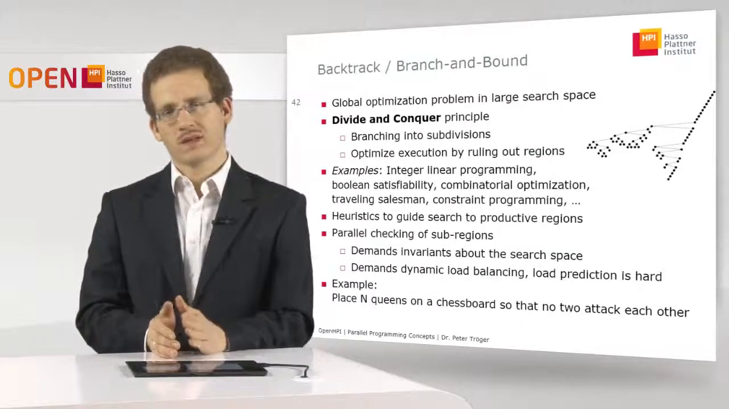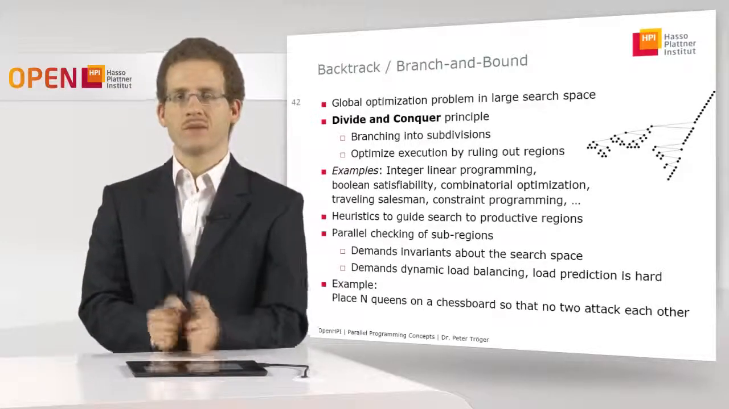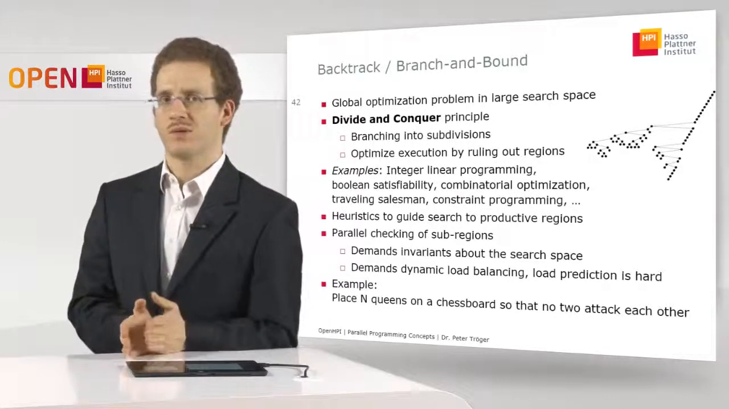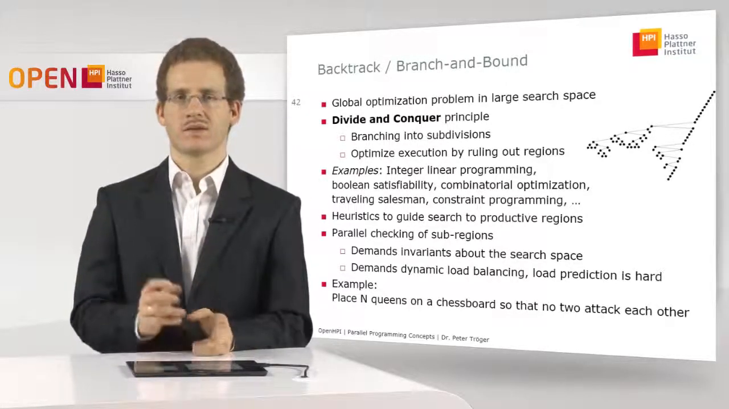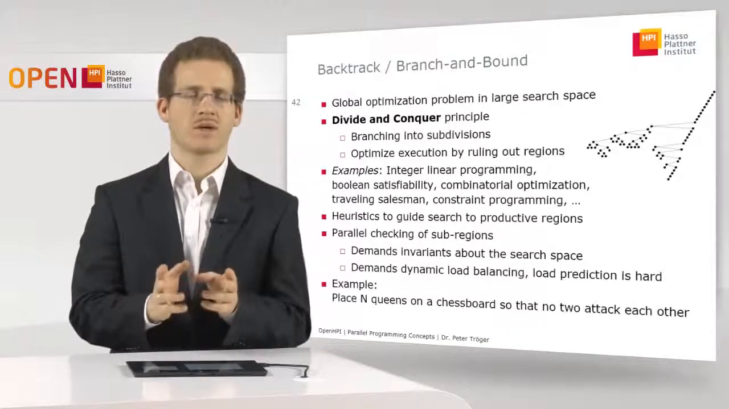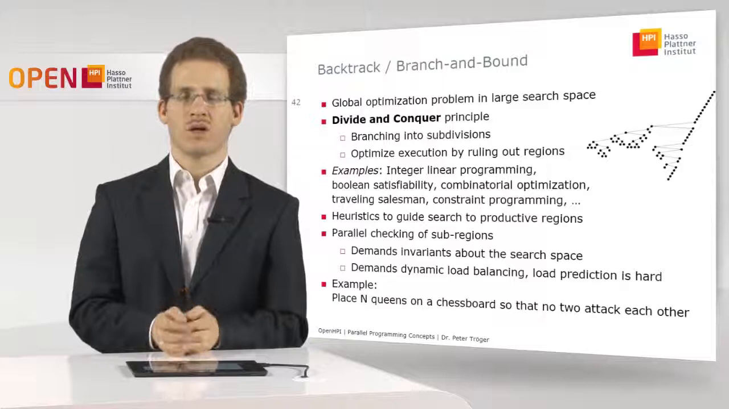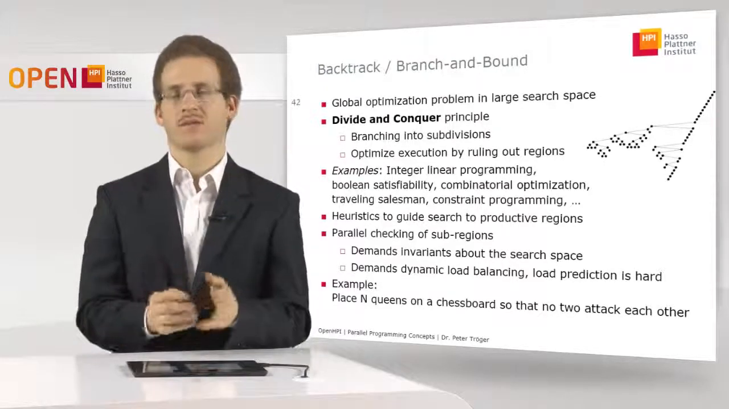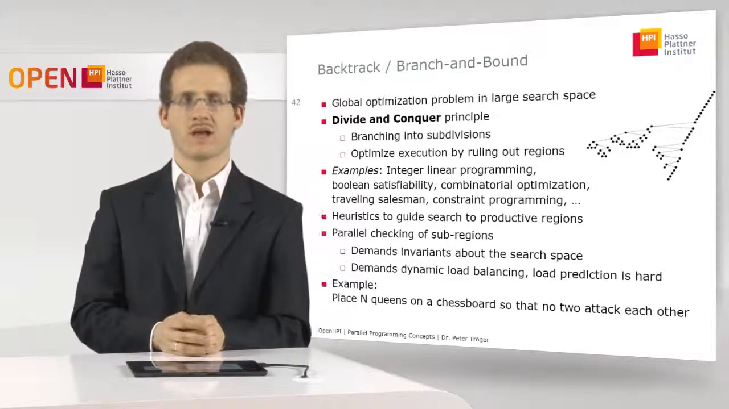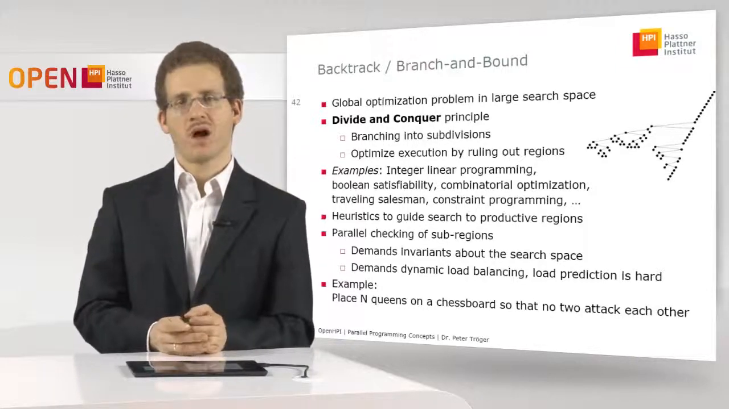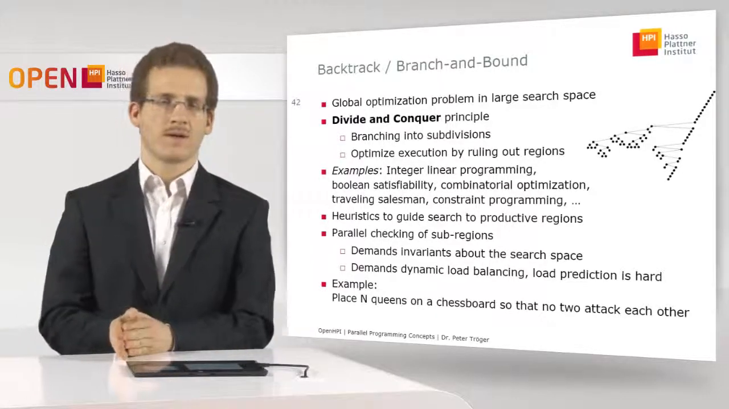The next dwarf example is Backtrack or Branch and Bound. This is a class of parallel computing problems where you have a large search space. This is typically structured, so you have some kind of data dependencies between the items in your search space. And now you want to go through this space and find some kind of result. For example, it could be a searching problem in a tree or something like this. And the question is now, how do you deal with that problem? What are good parallelization strategies?